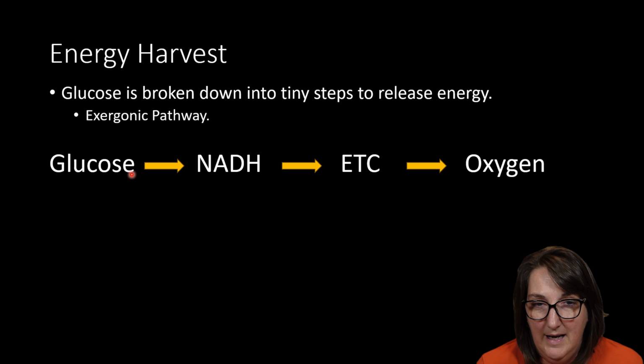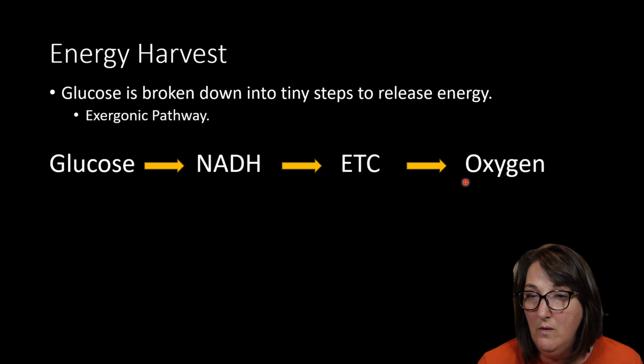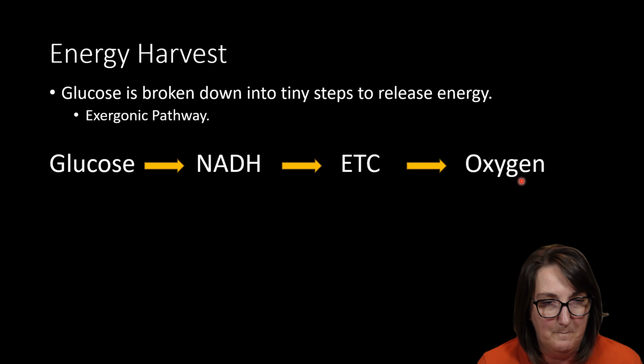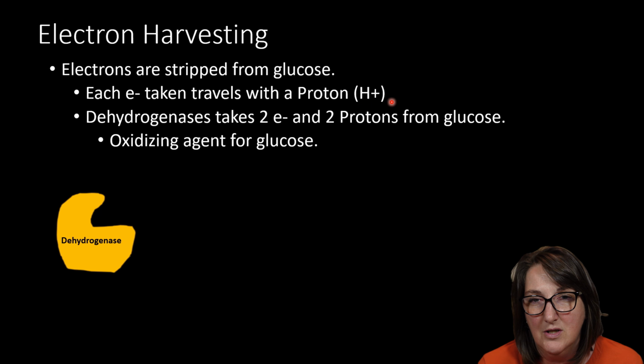I'm going to have NADH. I'm going to have an ETC. And oxygen is going to be my electron acceptor. This is going to help keep this machine going to allow energy to come out. So we've got to harvest these electrons. Electrons are stripped from the glucose, and each electron taken travels with a proton. Remember, those are those hydrogen protons. So I have no electrons, it's just that proton.